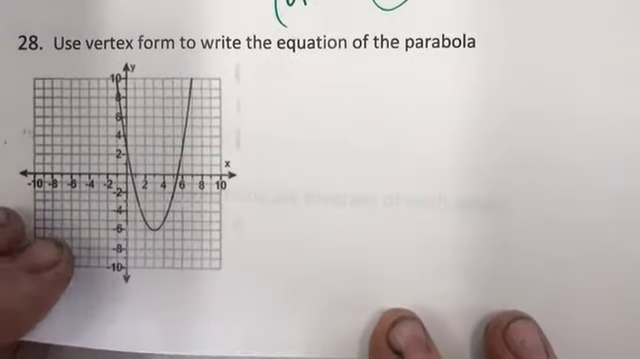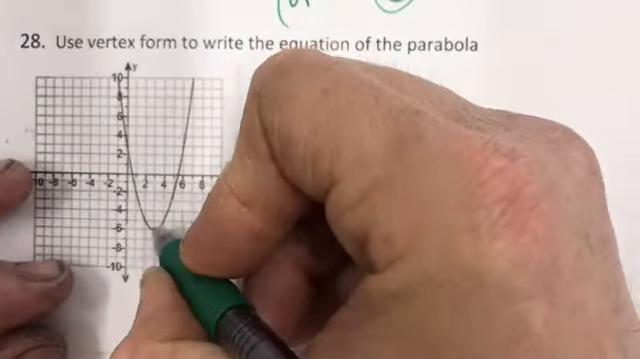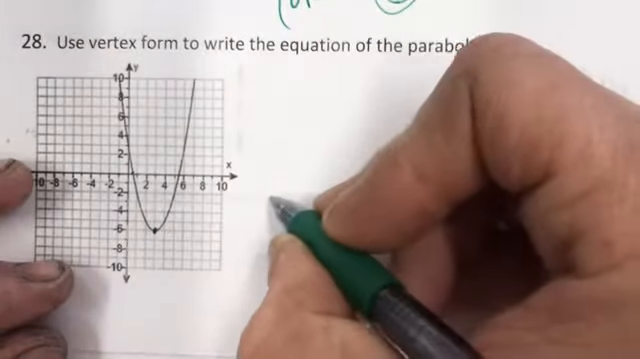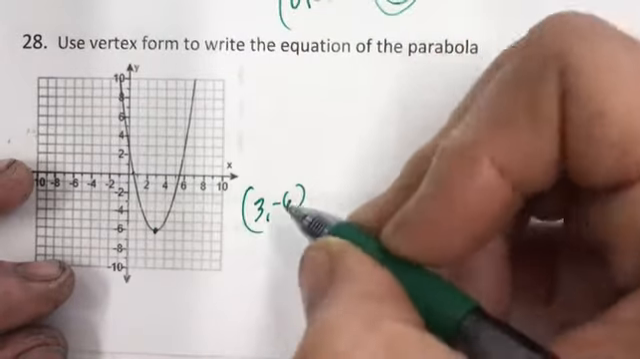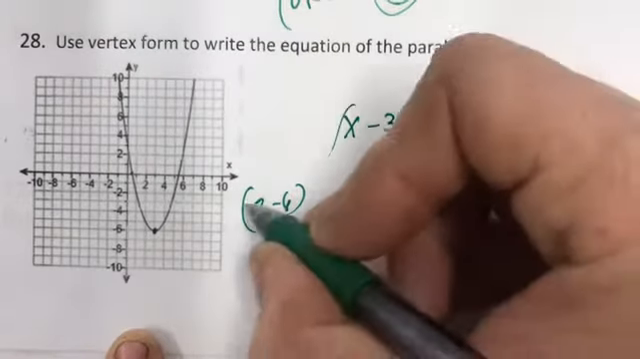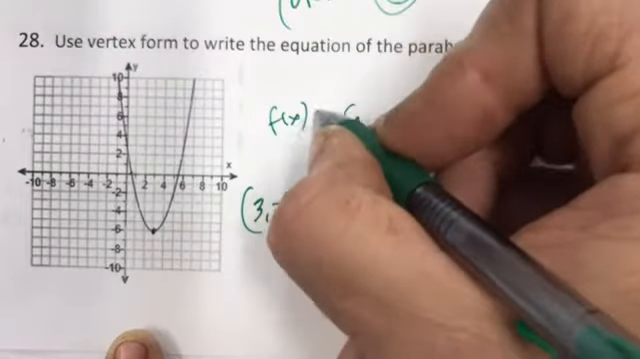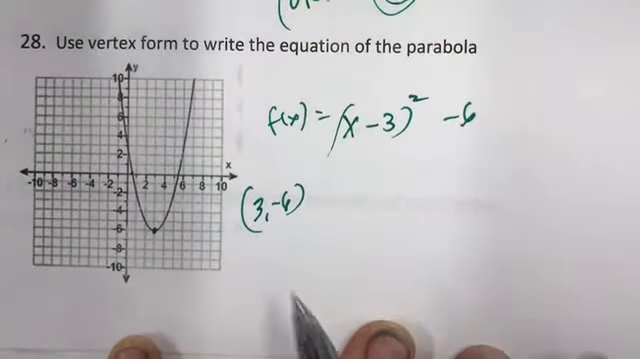This says use the vertex form to write the equation of the parabola. All right, my vertex is right there, which is 3, negative 6. Okay, which means it's going to be x minus 3, because it's the opposite of this, squared, and then minus 6. And that's how you do it.